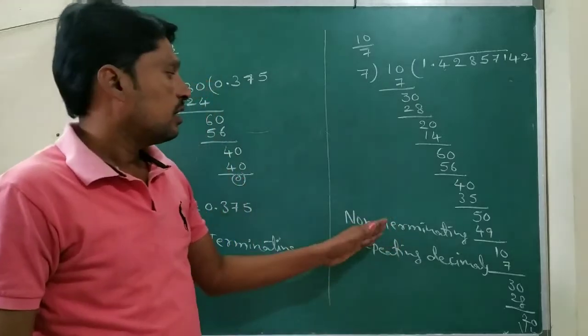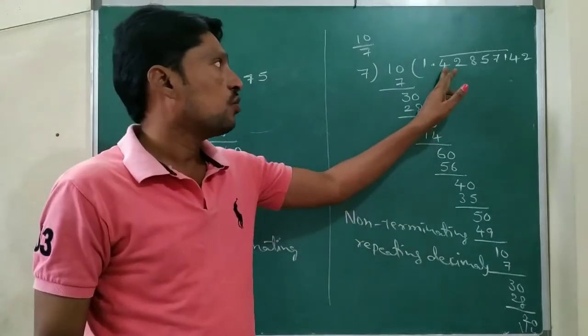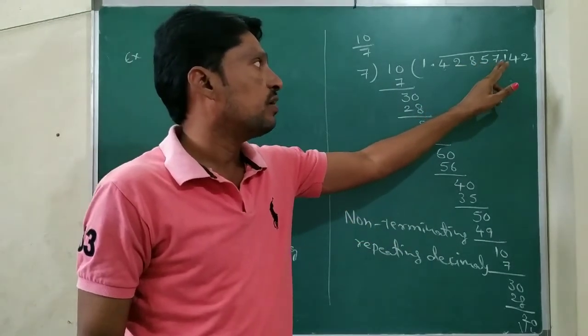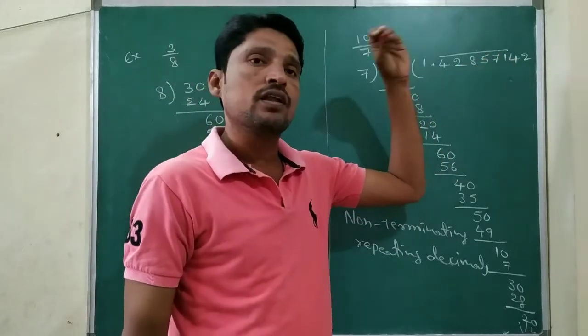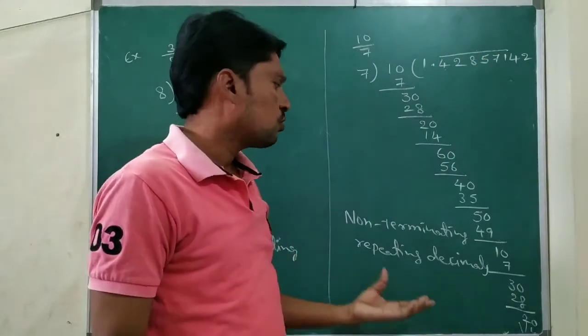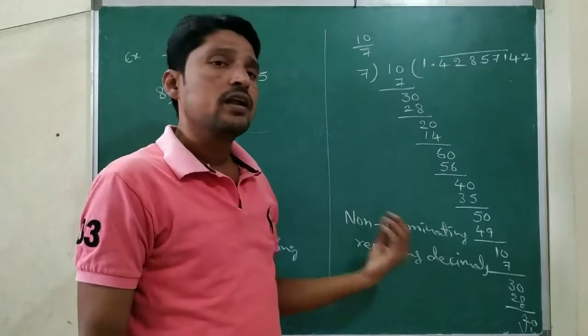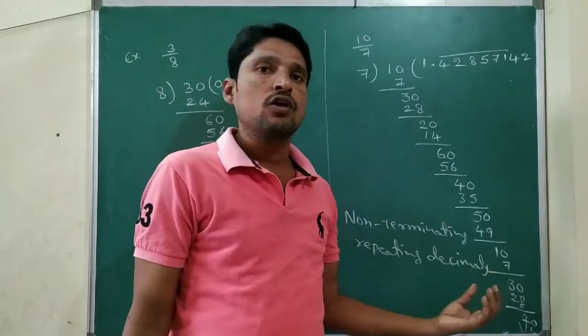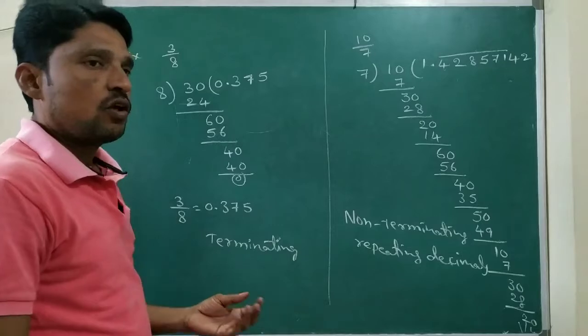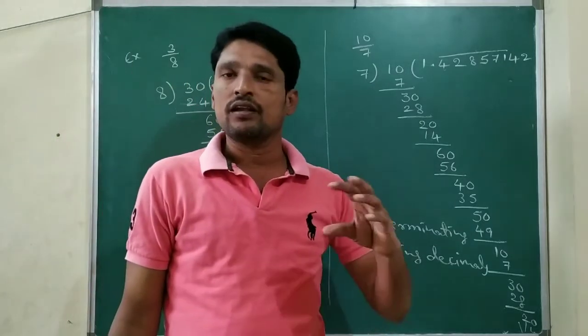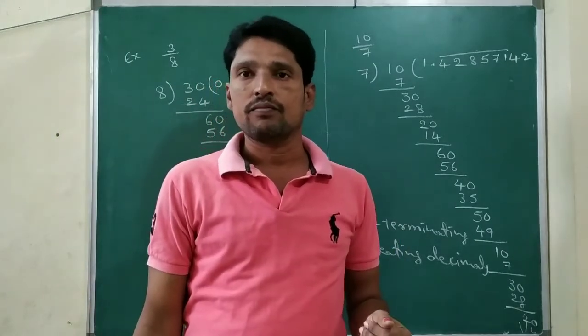Non-terminating and repeating decimals. So 4 2 8 5 7 1, again we are getting 4 2 8 5 7 1. It is going on like that only. So like that, we say these are non-terminating repeating decimals. When we are getting the remainder 0, that is a terminating decimal. Based on this, we can discuss some theorems.